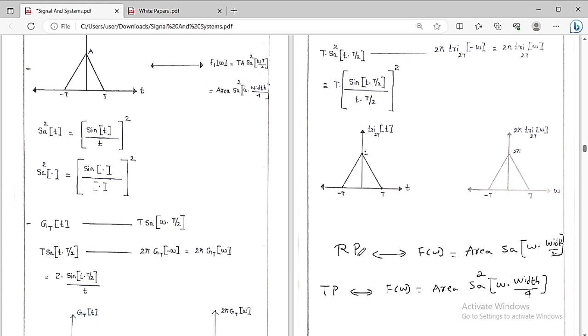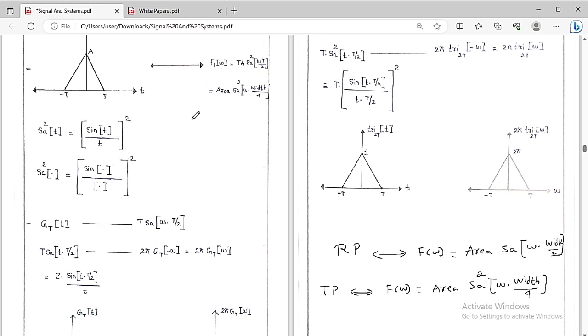So for a rectangular pulse, the Fourier transform is equal to area into Sa of omega into width by 2. And for a triangular pulse, F of omega is equal to area into Sa of omega into width by 4, whole square. This Sa square you have to do. What is Sa? Sa of a dummy variable is equal to sine of the dummy variable by the dummy variable. And sinc of the dummy variable is equal to sine of pi into the dummy variable by pi into the dummy variable. So these things you always have to keep in your mind.